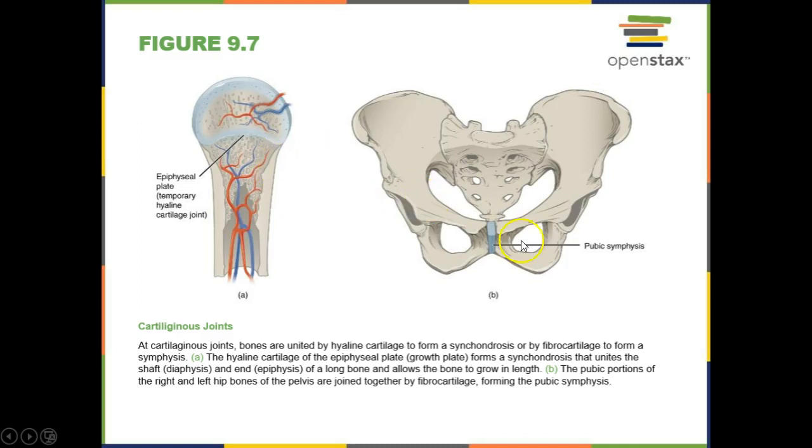And then we have fibrocartilage symphyses. So this is the pubic symphysis, and you saw before the fibrocartilage intervertebral discs. These are amphiarthroses functionally. So they're composed of fibrocartilage, and they have slight movement.